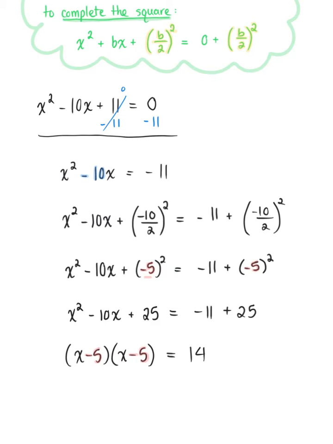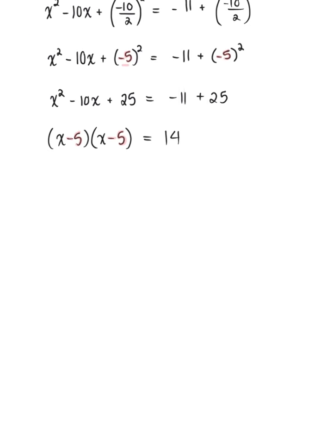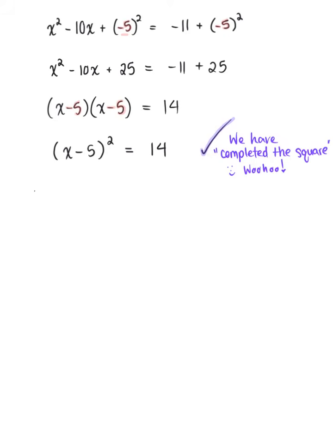Again, we can see now that we have the square of a binomial, x minus 5 times x minus 5. And we can rewrite this as x minus 5 squared is equal to 14. And this is now set up in the perfect format to solve by the square root method. So in other words, we have officially completed the square, and we're ready now to solve by the square root method.